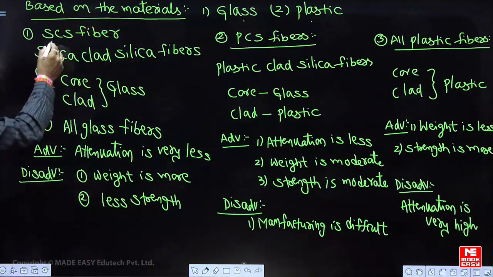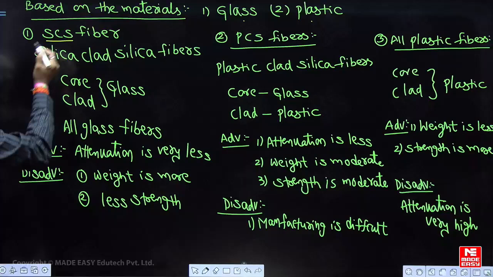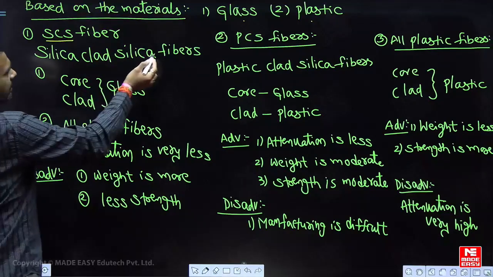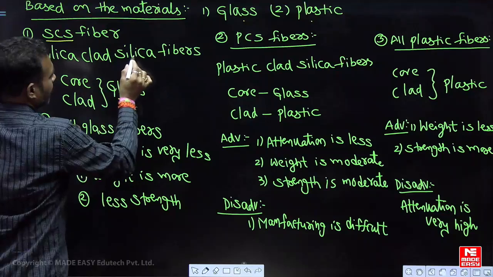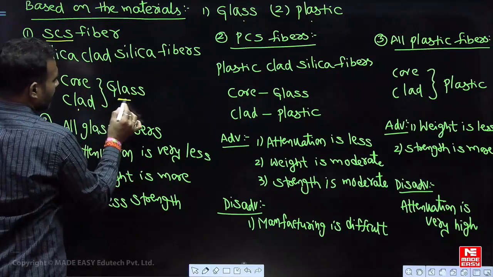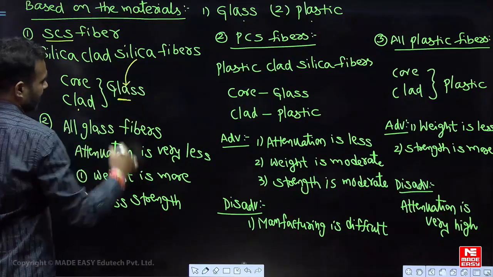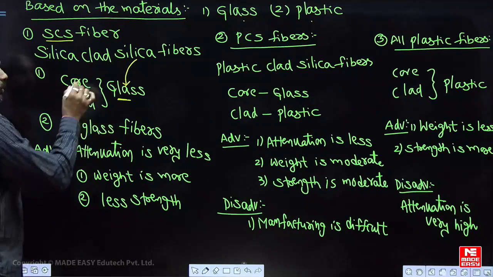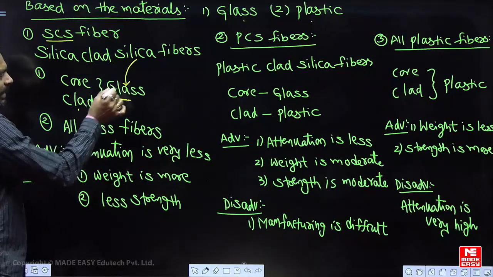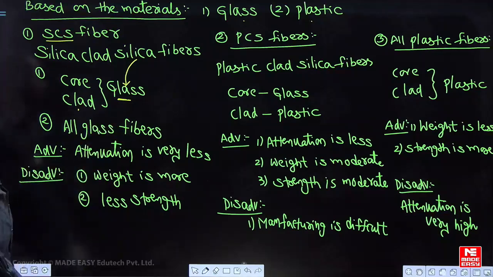One is called SCS fiber. SCS stands for silica clad silica fibers. The clad is manufactured using glass and the core is also manufactured using glass. Here silica means glass. It is also called an all glass fiber because both core and clad are manufactured with glass.